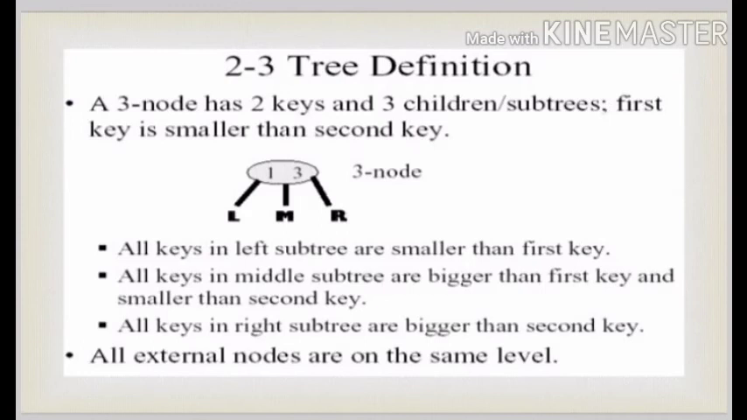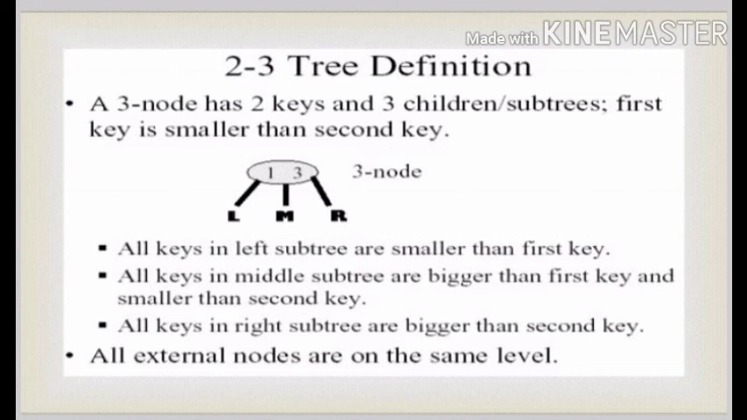Now a 3 node has 2 keys and 3 children. The first key is smaller than the second key. Now the 3 node 1 3 has left children, middle children and right children.